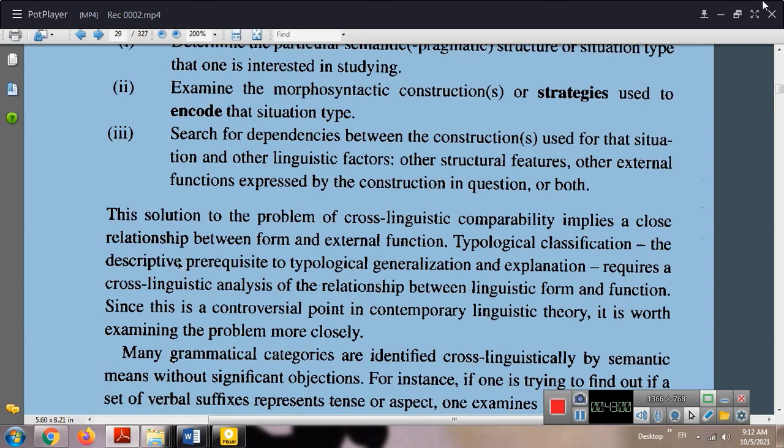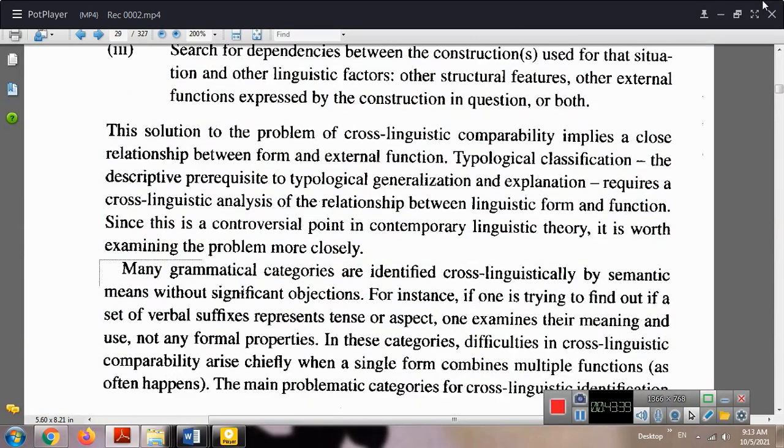I think this solution to the problem of cross-linguistic comparability implies a close relationship between formal and external function. Typological classification, the descriptive prerequisite to typological generalization and explanation, requires a cross-linguistic analysis of the relationship between linguistic form and function. Since this is a controversial point in contemporary linguistic theory, it is worth examining the problem more closely. I think it is enough for this session.